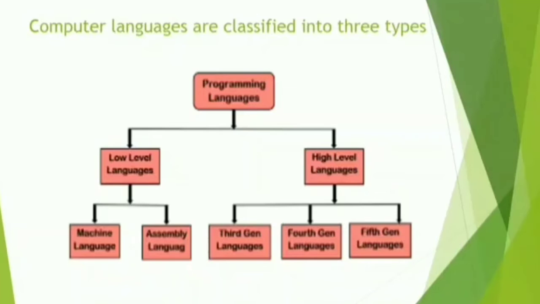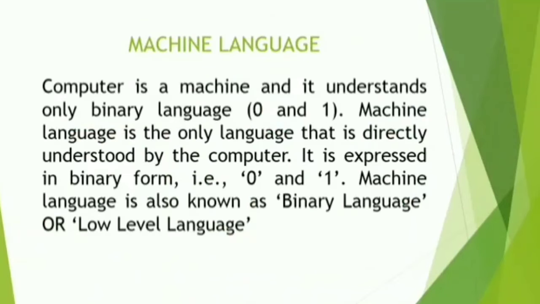Now, programming languages are divided into low level language and high level language. Low level language is machine and assembly language. High level language is third generation, fourth generation and fifth generation. Basically high level language is compatible to human language, and it is used for programming machine language.